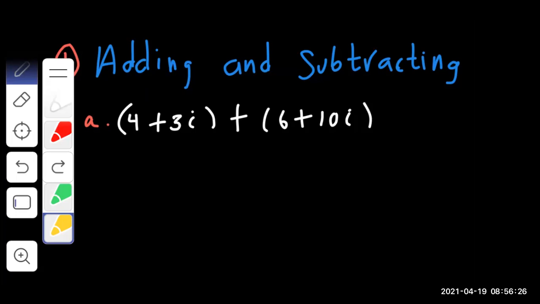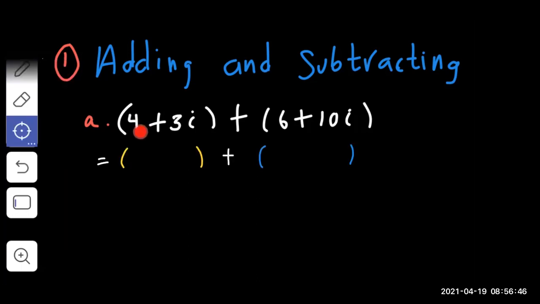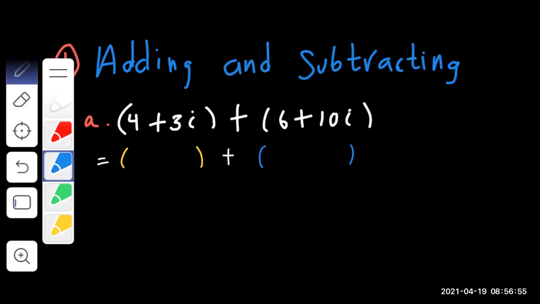First of all, you're going to group the real parts, and you are going to group the imaginary parts. Let me give you an example. This is the real part. I'm going to use yellow for the real part, and blue for the imaginary part. What is the real part of the first number? Can someone tell me? 4. What is the real part of that one?